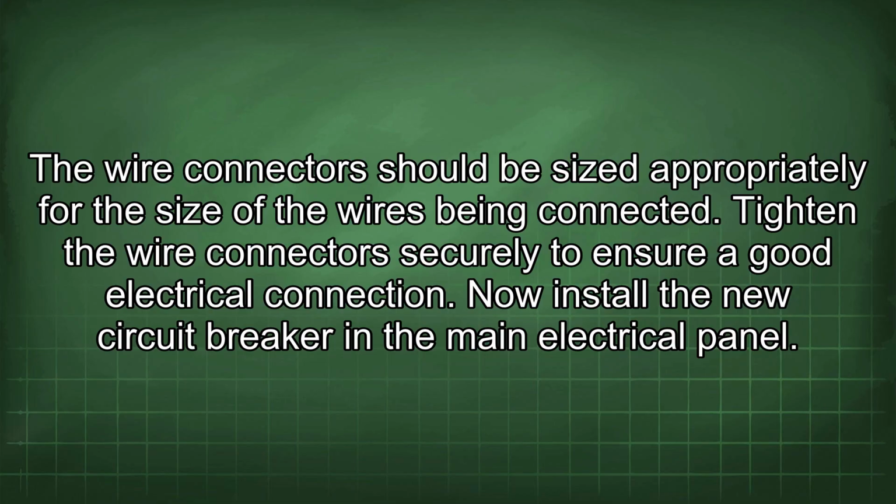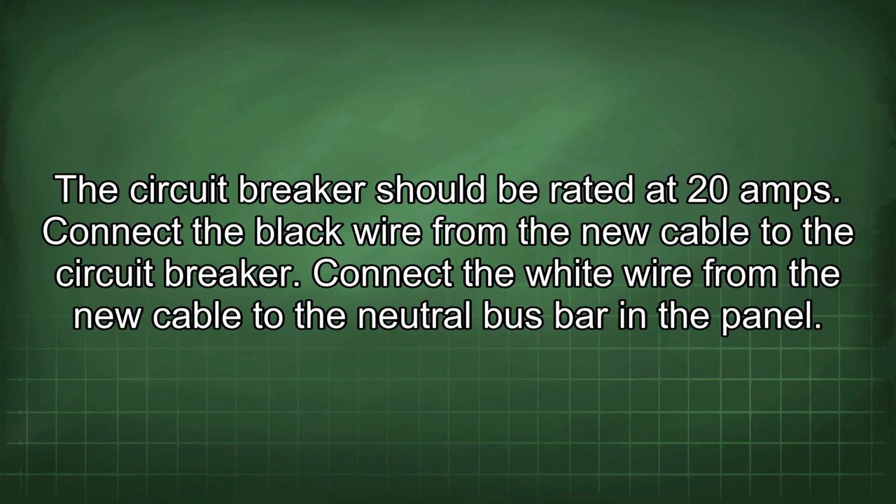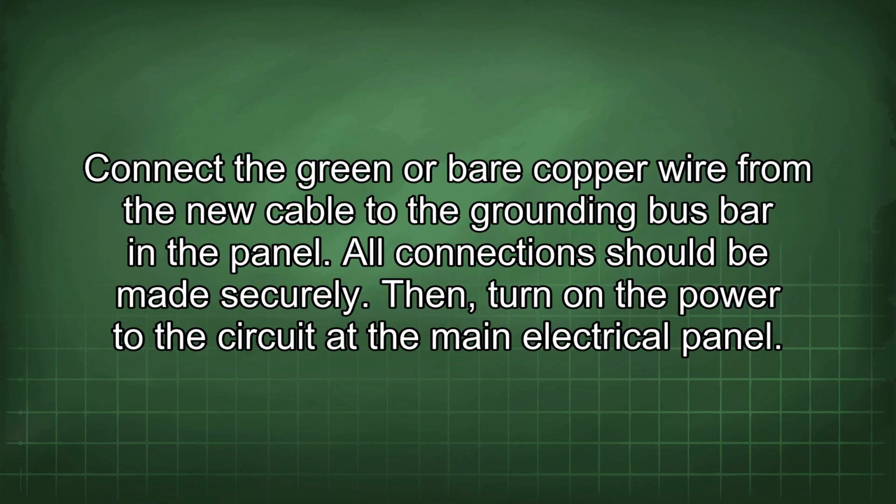Now install the new circuit breaker in the main electrical panel. The circuit breaker should be rated at 20 amps. Connect the black wire from the new cable to the circuit breaker. Connect the white wire from the new cable to the neutral bus bar in the panel. Connect the green or bare copper wire from the new cable to the grounding bus bar in the panel. All connections should be made securely.